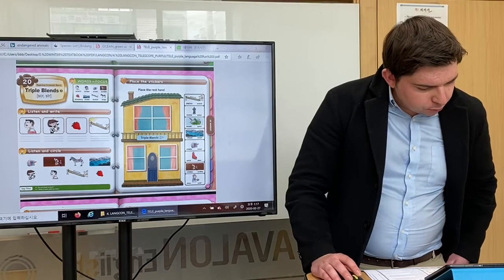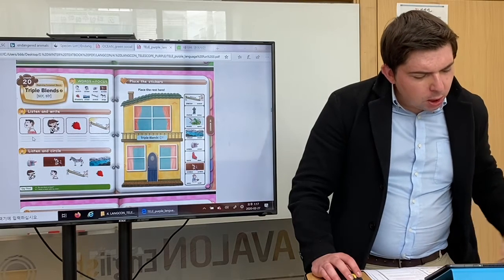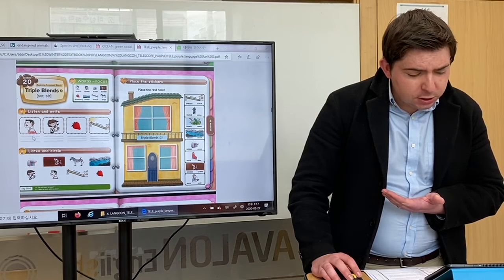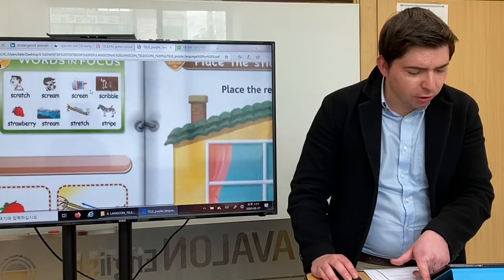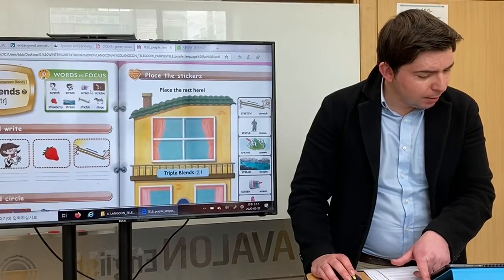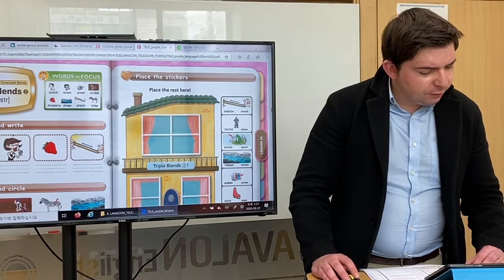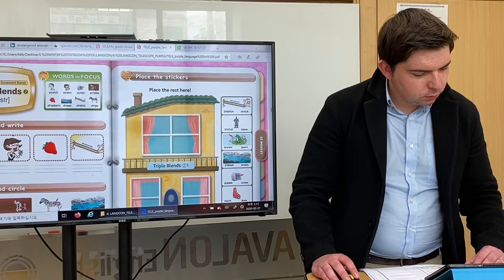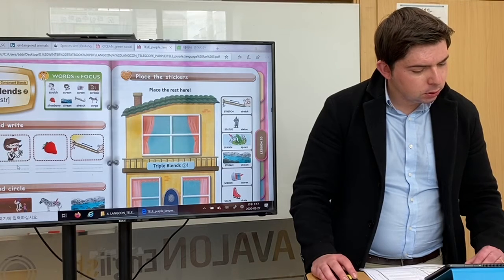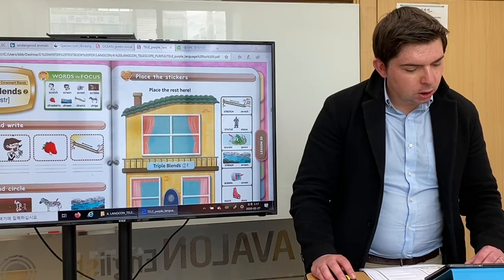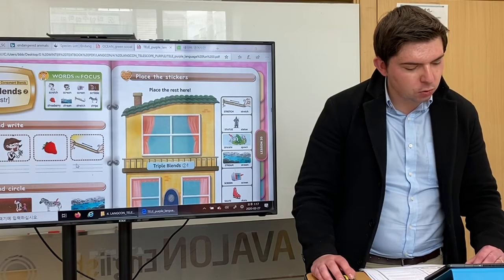So now, I want you to write down the words that are connected to the pictures. You can see this section here is going to help you a lot. There is absolutely no need for listening. So what is this first one? Scratch. Yes, scratch. This second one? Scream. Third one? Strawberry. Yes, and the last one?